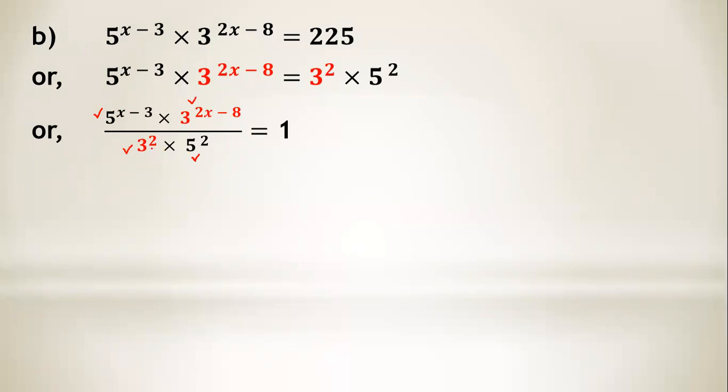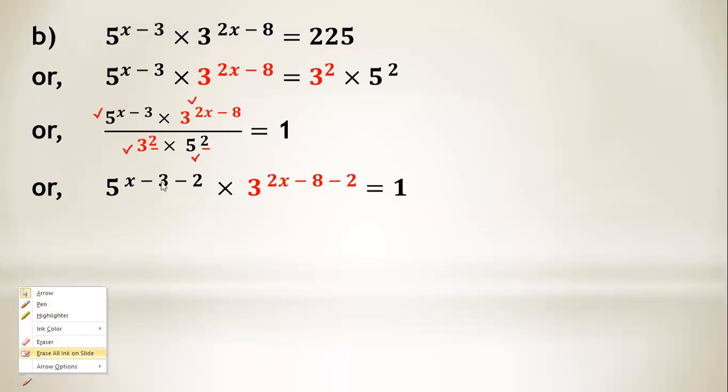their sign. Yes, so the power 3 of this denominator base 3, power plus 2 will be minus 2, and similarly this base 5's power 2, when it goes up, its sign will also be changed. That means it will be minus 2. So the same thing you can see here. Now moving ahead, when you simplify the respective powers of base 5 and base 3, there will be x minus 3 minus 2 becomes x minus 5.